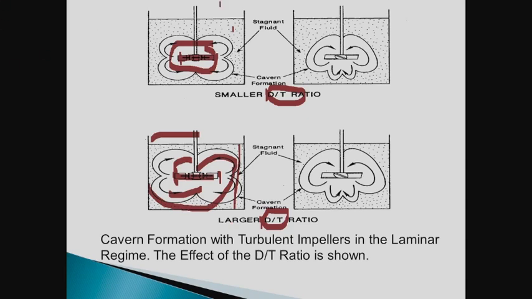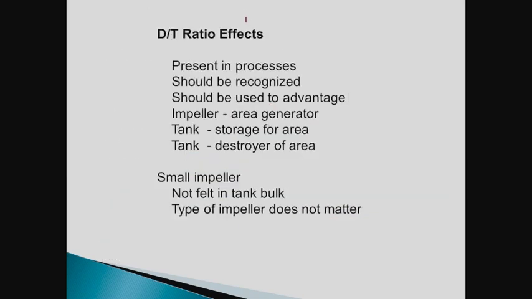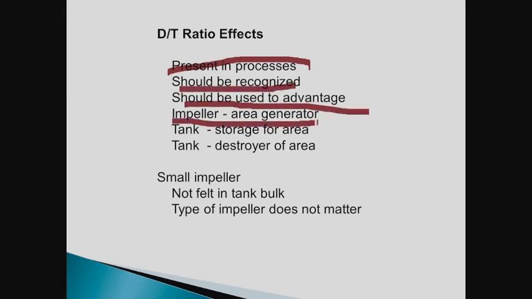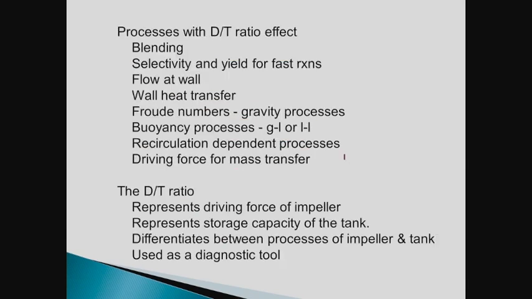Example of D over T changes, improved performance. Actually, this is a very poor performance because you have stagnation regions. Lots of polymer reactors are like that. So D over T ratio present in all processes should be recognized, should be used to advantage. You can think of the impeller being an area generator and the tank being an area storage, and the tank also being an area destroyer. Small impellers just don't make it. D over T ratio is so small, it doesn't matter. The impeller's there, and it doesn't matter.